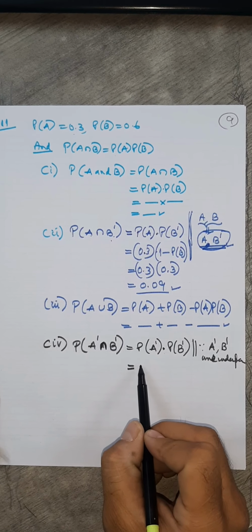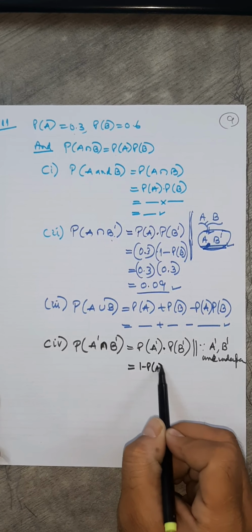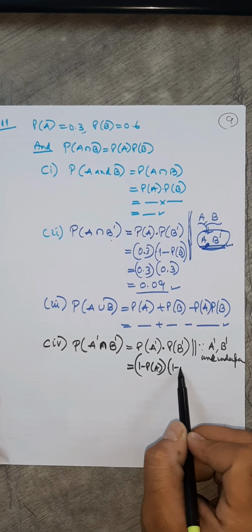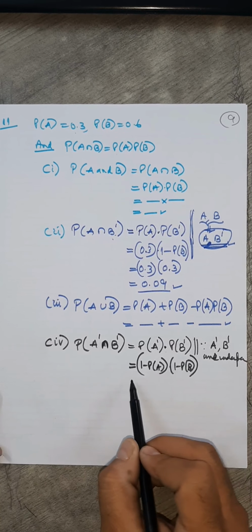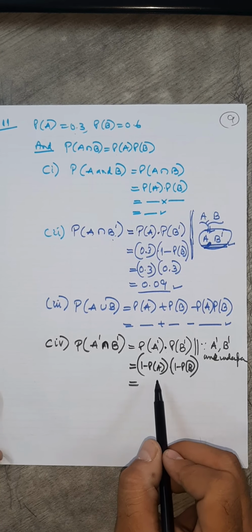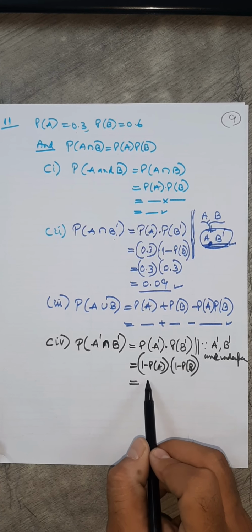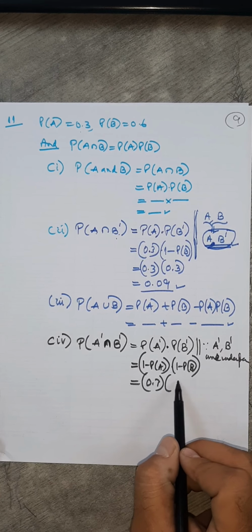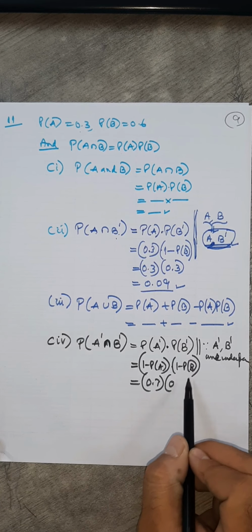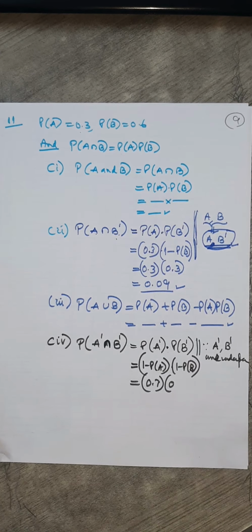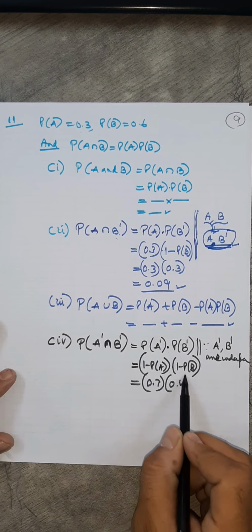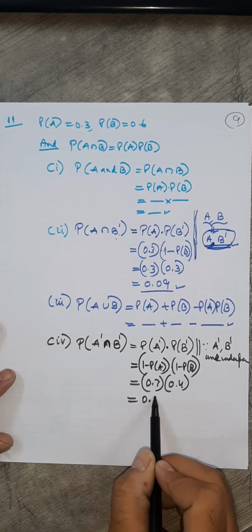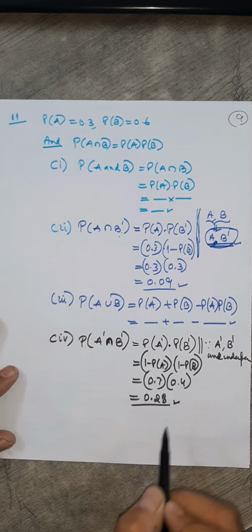What is P of A dash? That is 1 minus P of A. This is 1 minus P of B. Now place the values. P of A is how much? 0.3. So this becomes 0.7. P of B is 0.6. So this becomes how much? 1 minus 0.6, that is 0.4. So this will be 0.28, which is the required probability.